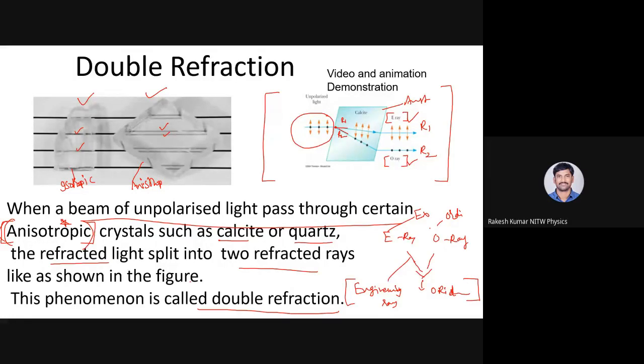So this is what is meant by double refraction, and how you get the two refracted waves because of the anisotropy of the crystal. Remember this particular point. Because of the anisotropy in the crystal only, you will get the double refraction phenomenon. Otherwise, you don't get it.